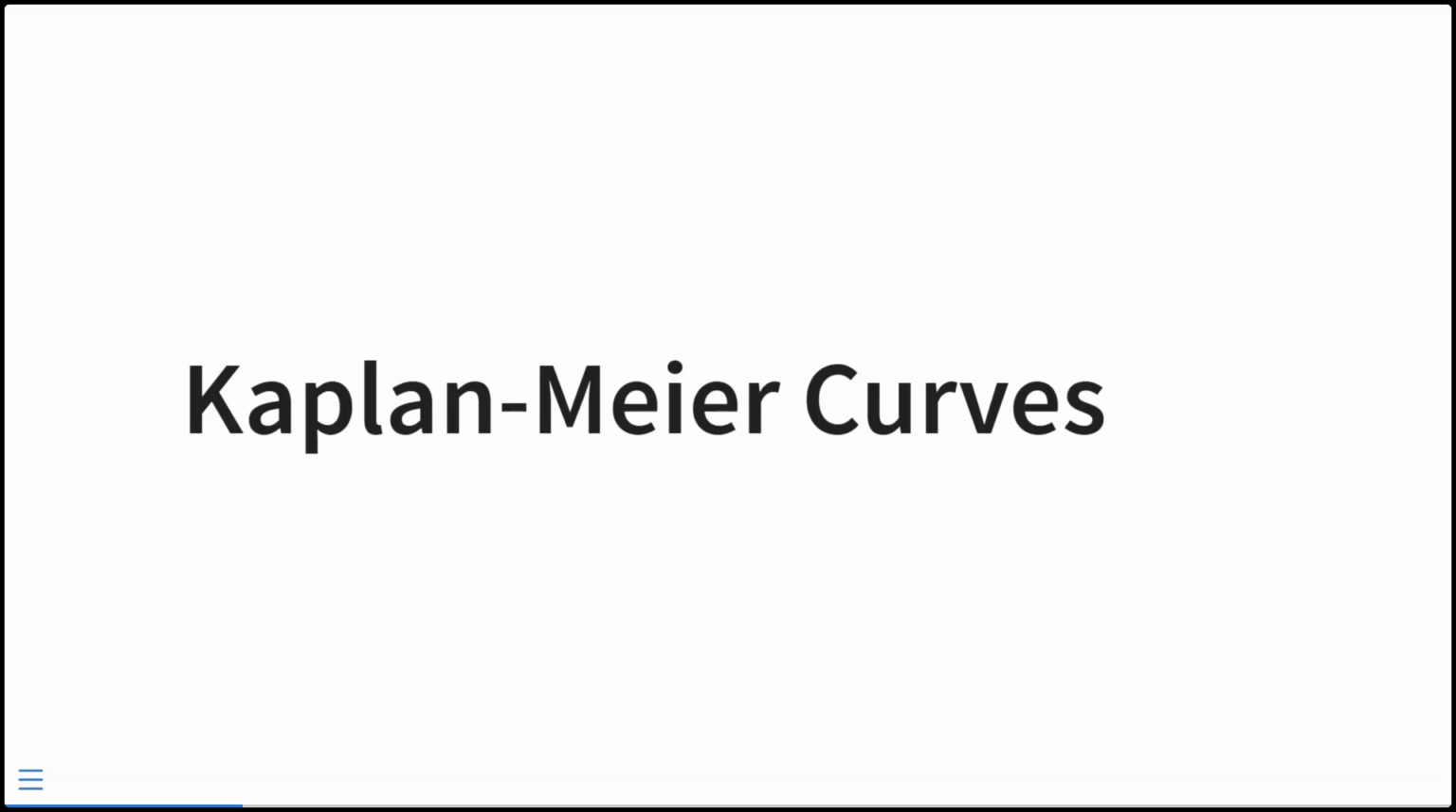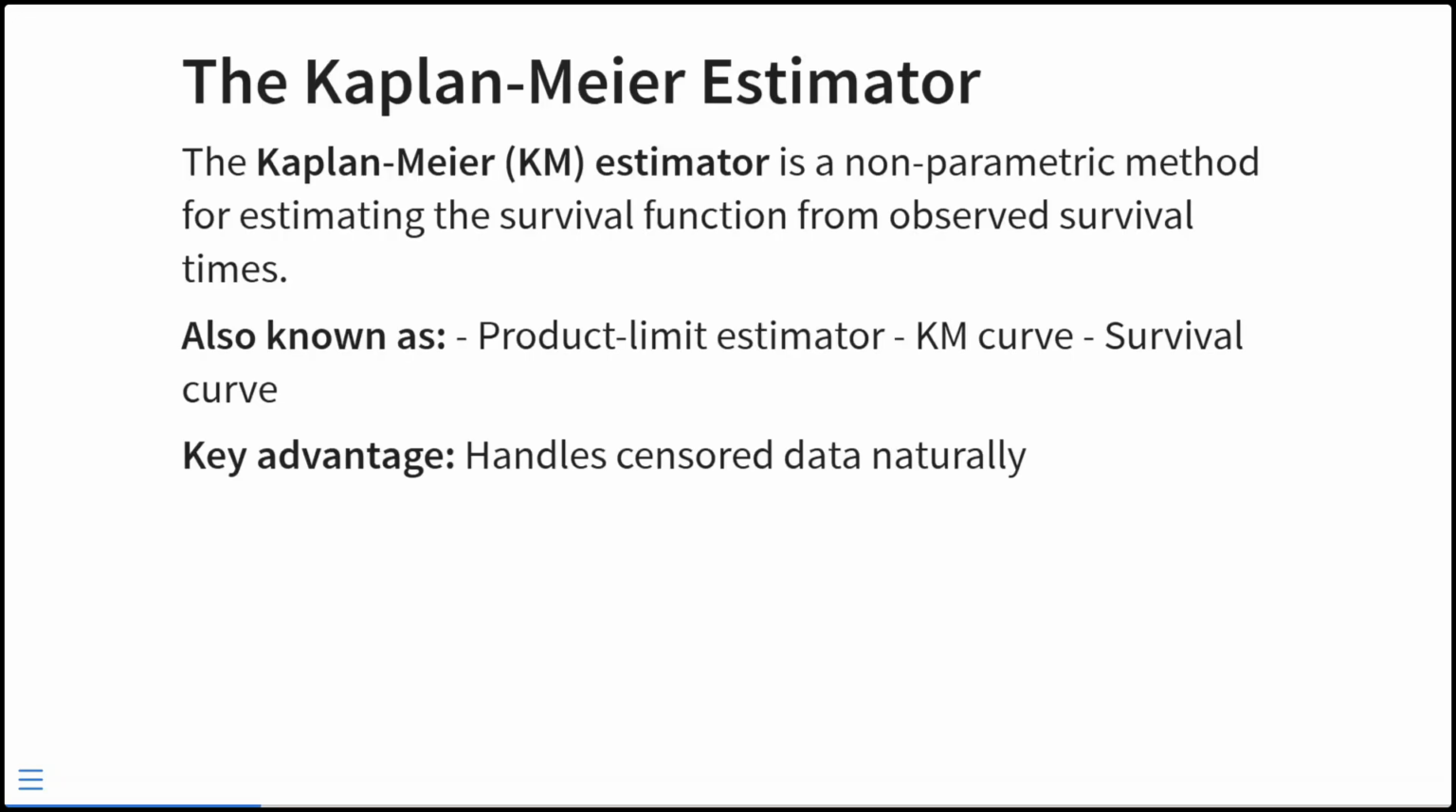So, the Kaplan-Meier curves. The Kaplan-Meier estimator is a non-parametric method that is usually used for estimating the survival function from observed survival times. The Kaplan-Meier is also known as the product limit estimator or the survival curve, and it handles censored data naturally. It's a very simple method for survival analysis, and it has various names: product limit estimator, KM curve, or survival curve.